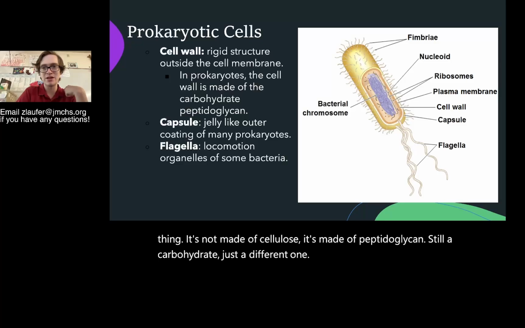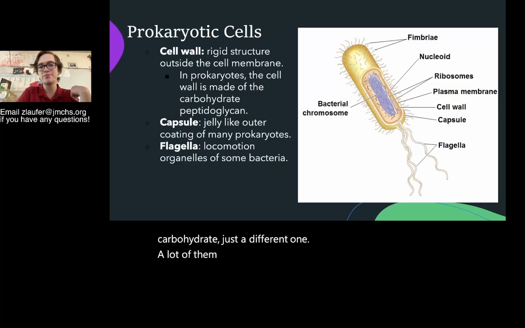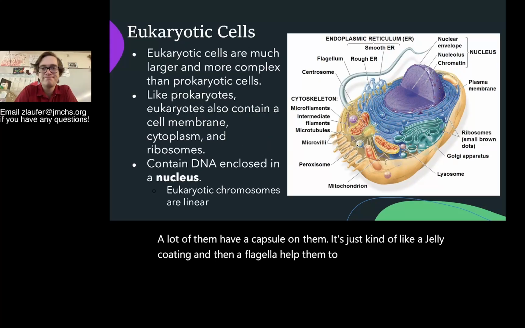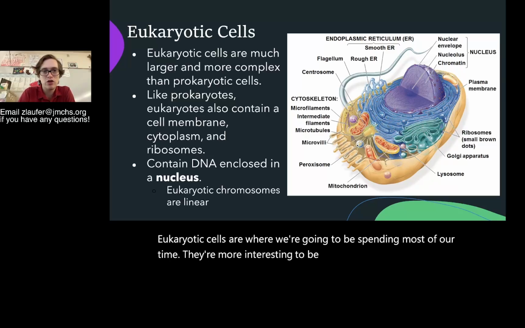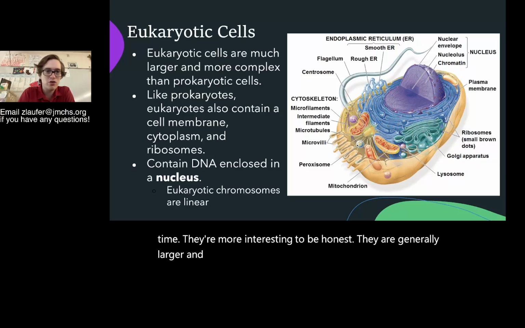A lot of them have a capsule on them. It's just kind of like a jelly coating. And then flagella help them to move around. Eukaryotic cells are where we're going to be spending most of our time. They're more interesting, to be honest. They are generally larger and generally more complex, but not always.